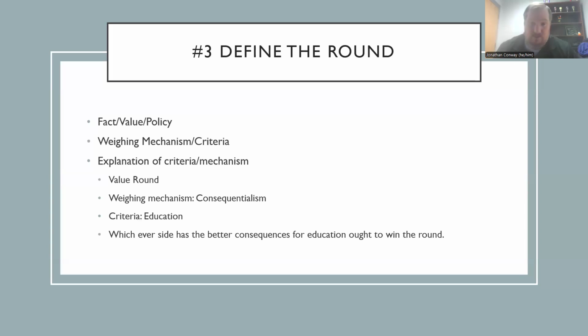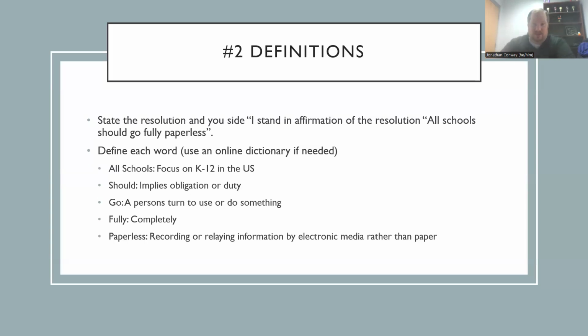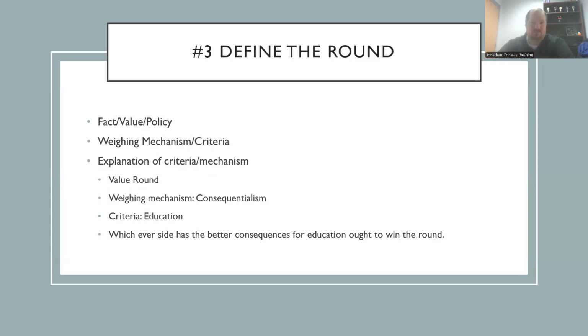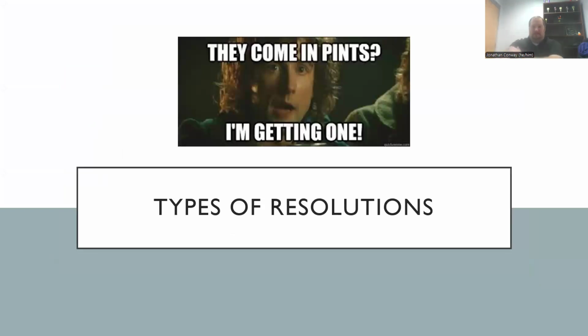So I then offer a summary. Whichever side has the better consequences for education ought to win the round. So I've again narrowed it to the goal of education. We're asking which produces the best consequences for education. And there's a lot of different weighing mechanisms and criteria, but that would be one for this particular resolution. All right. So that's kind of your basic script that you walk through.